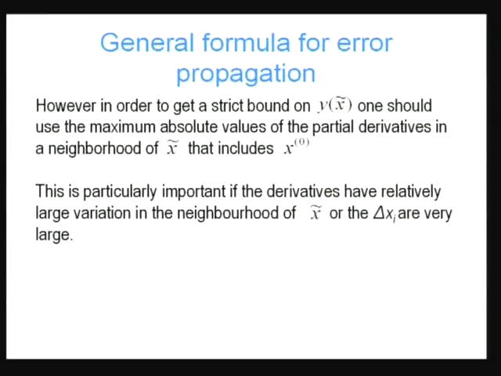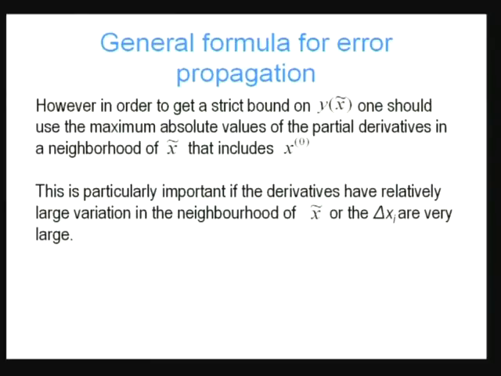In order to get a strict bound of delta y of x tilde, one should use the maximum absolute values of the partial derivatives in a neighborhood of x tilde that includes x0. This becomes particularly important if the derivatives have relatively large variation in the neighborhood of x tilde or the delta xi are very large. So we are saying that in order to get a strict bound, we should not really evaluate the partial derivatives at x tilde, we should actually look for the maximum value of the partial derivatives in a neighborhood of x tilde that includes the true solution x0.